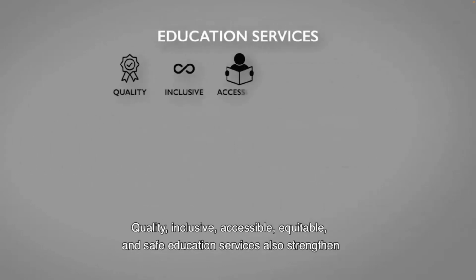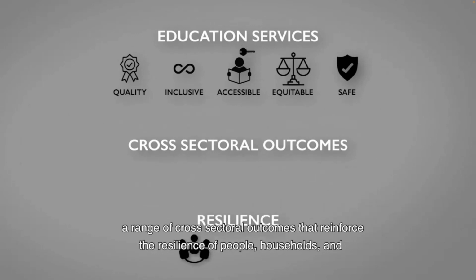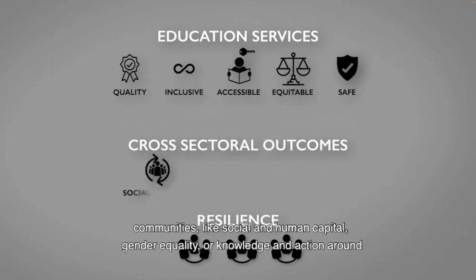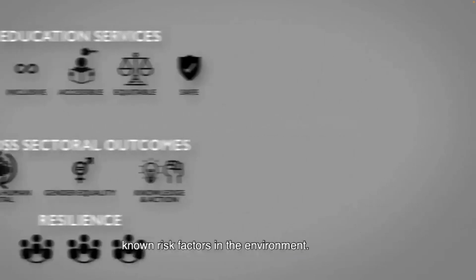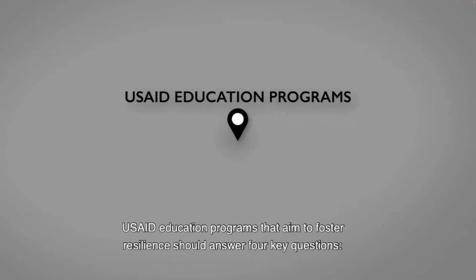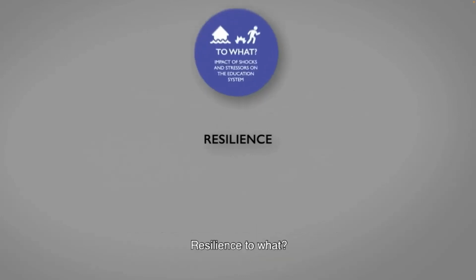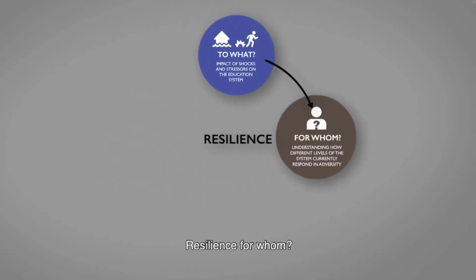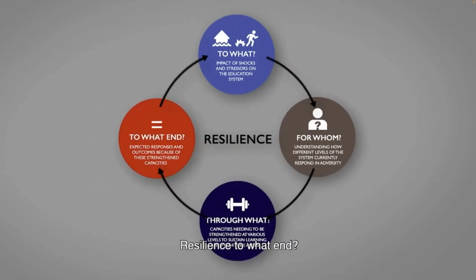Quality, inclusive, accessible, equitable, and safe education services also strengthen a range of cross-sectoral outcomes that reinforce the resilience of people, households, and communities, like social and human capital, gender equality, or knowledge and action around known risk factors in the environment. USAID education programs that aim to foster resilience should answer 4 key questions. Resilience to what? Resilience for whom? Resilience through what? Resilience to what end?